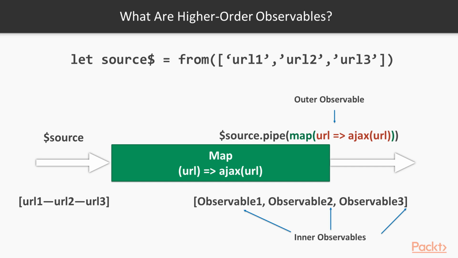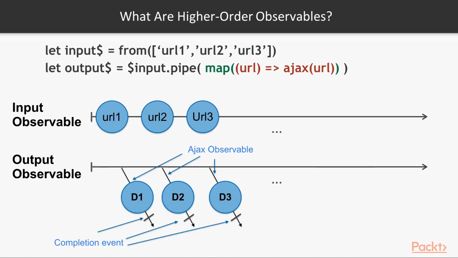Here is another example. Given the source observable emits URLs, we need to request data. So we take the URL value in the map operator and use it with the ajax function to create an AJAX request wrapped in an observable. It means that we get an observable that emits observables. Here the result is called the outer observable, and its emitted values are called inner observables. Observables that emit other observables are called higher-order observables.